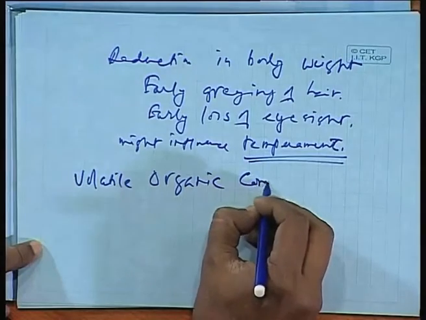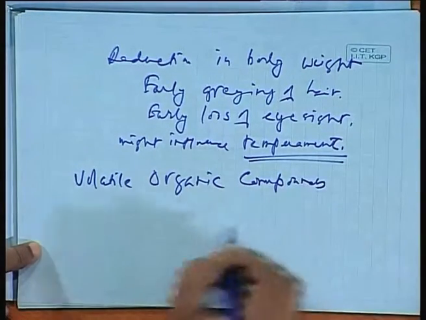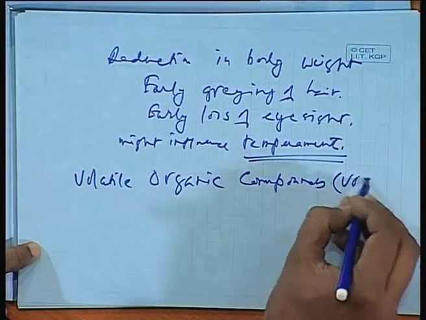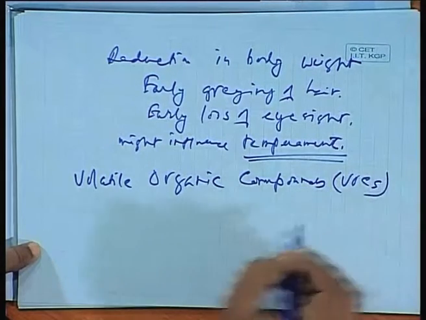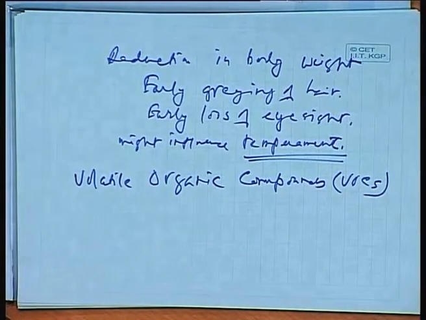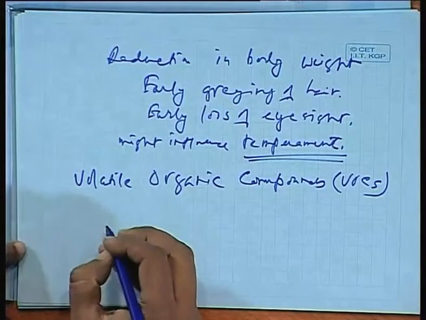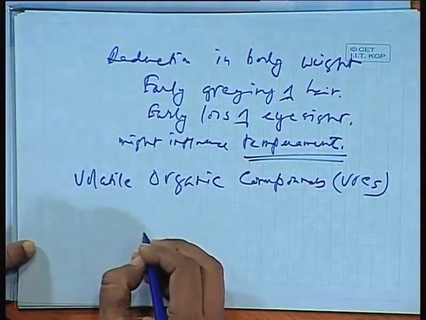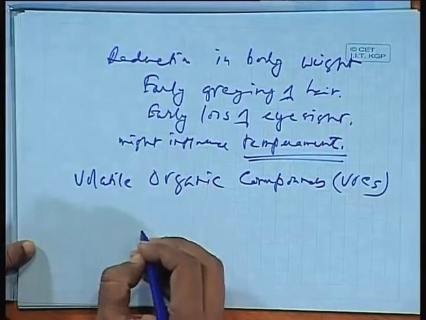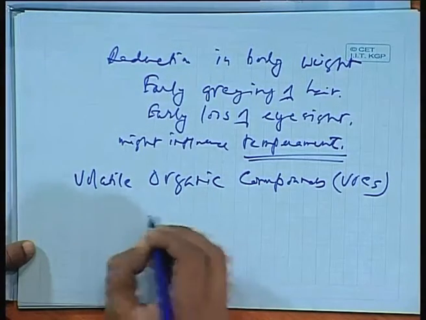Volatile organic compounds. This is known as the VOCs. We will know them as VOCs, volatile organic compounds. There are many volatile organic compounds, but just to name a few, there is tetrachloroethylene, one of the most toxic of these. I'll explain the typical types of them.